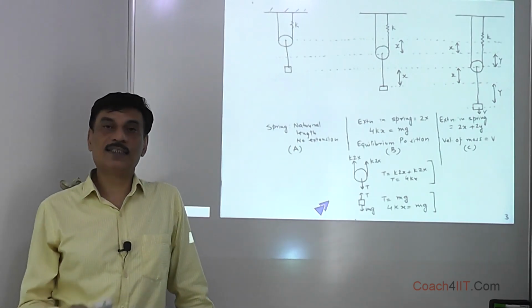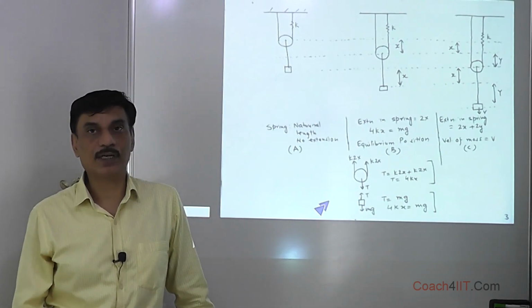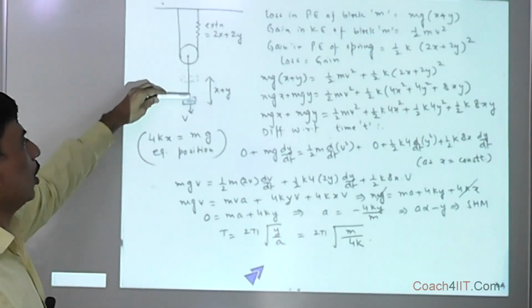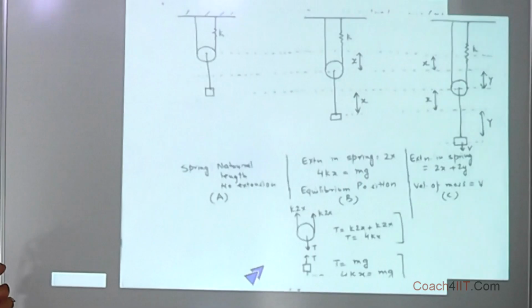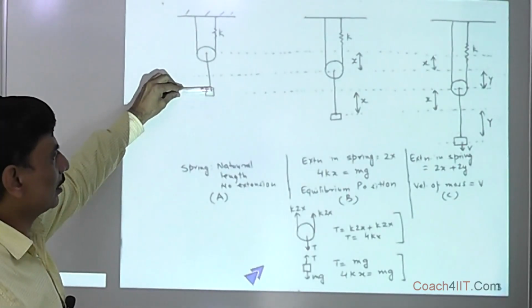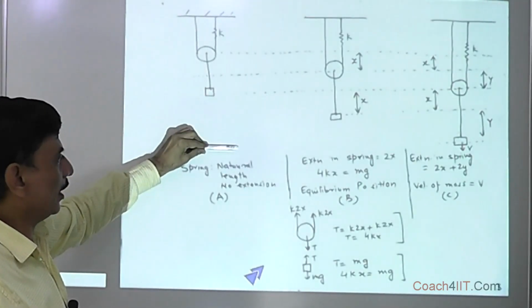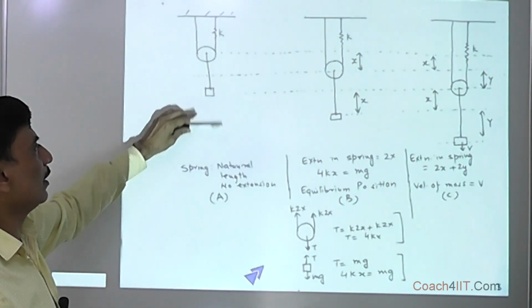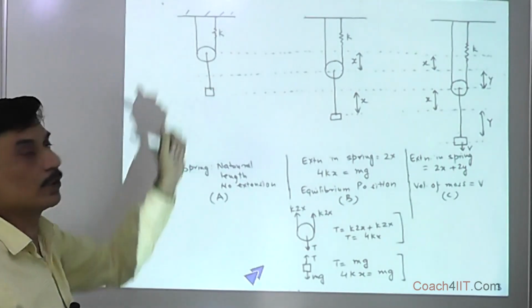Now let's use the energy conservation method to find the time period of the oscillation. The extension is 2x plus 2y, and this block has gone x plus y from its original position. Initially it was over here, now it has gone from here to here. That is x plus y in total from the position when it was just tied to the string.